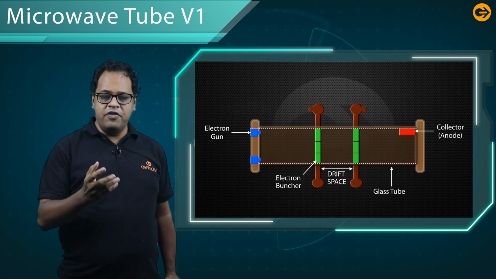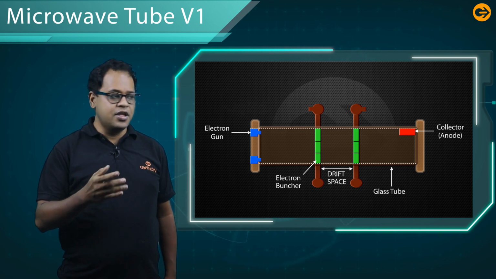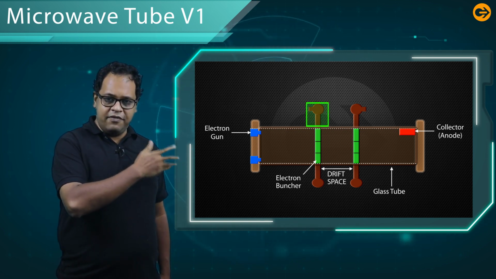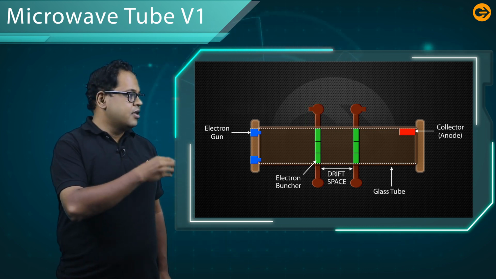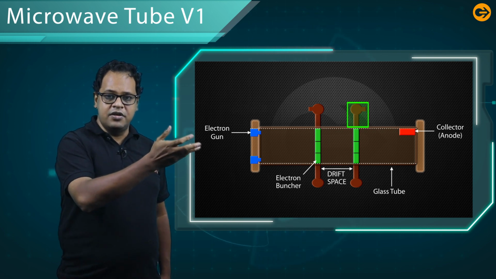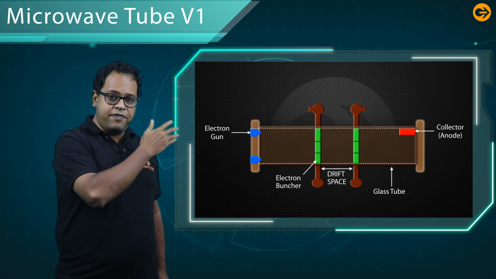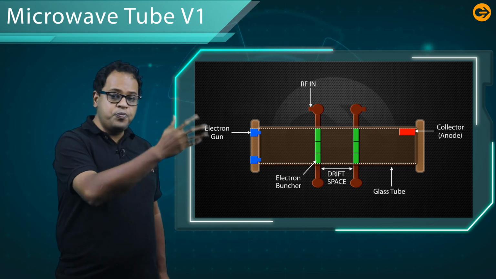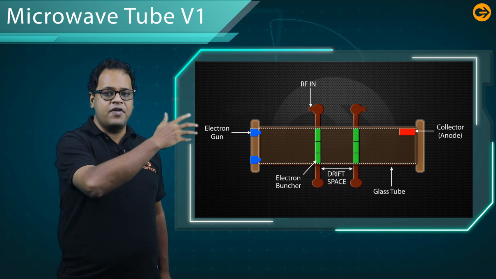Here, a radio frequency or RF signal is applied along the first cavity and the signal is collected along the second cavity. This first cavity input is known as RF in and the output is known as RF out.